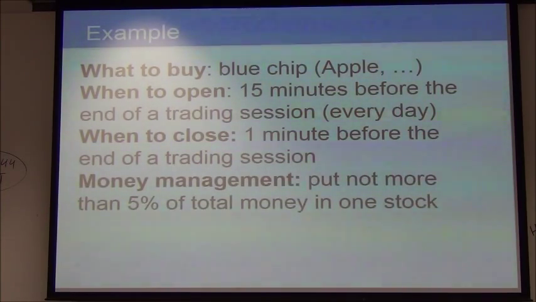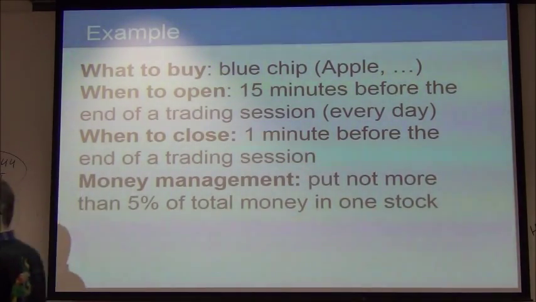And as for money management, we can assume that we do not put more than 5% of total money in one stock. We can agree, for example, that we put just 5% of our overall sum of money into one stock. It depends on the money you have, but actually it can be 5%. If you have 1,000,000 rubles, we'll put approximately 50,000 rubles into one position. And in this case, we can calculate how many stocks we'll be able to buy. This is an example of the trading strategy.